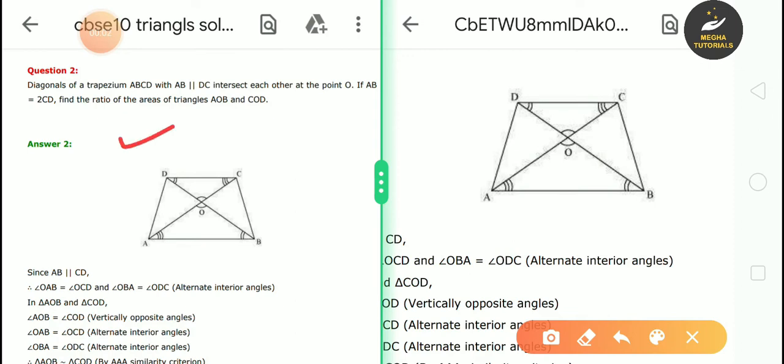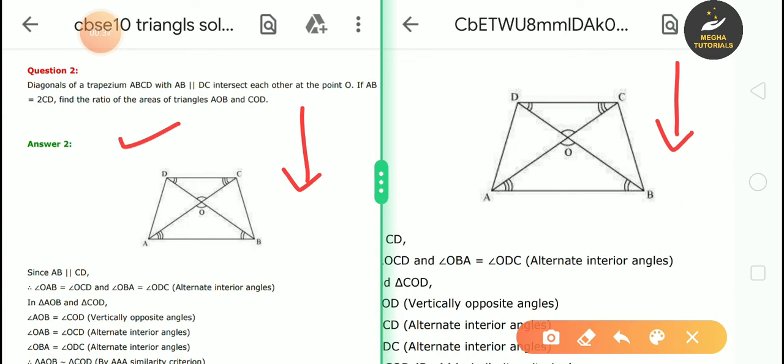Question 2. Diagonals of a trapezium ABCD with AB parallel to DC intersect each other at the point O. If AB is equal to 2CD, then find the ratio of the areas of triangles AOB and COD. Now our diagram will be on the right side and solution will be on the left side. So please focus. It is given that ABCD is a trapezium, AB parallel to DC and AB is equal to 2CD. We have to find the ratio of the areas of triangles AOB and COD.